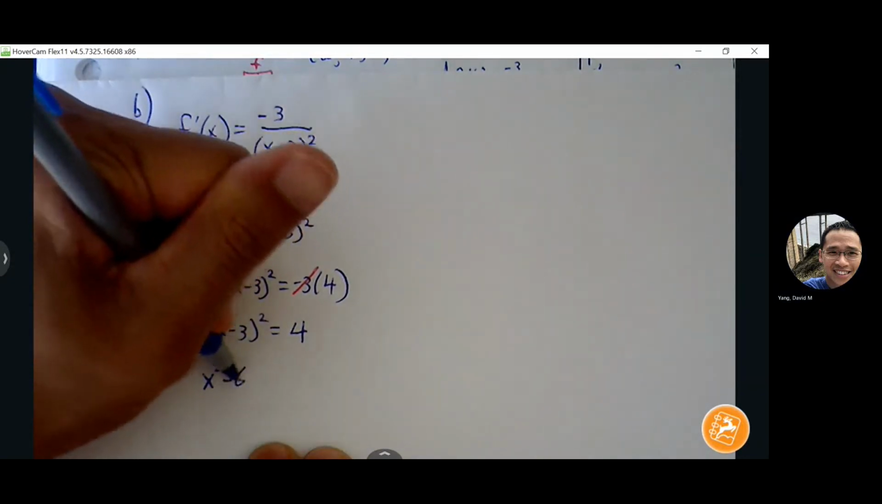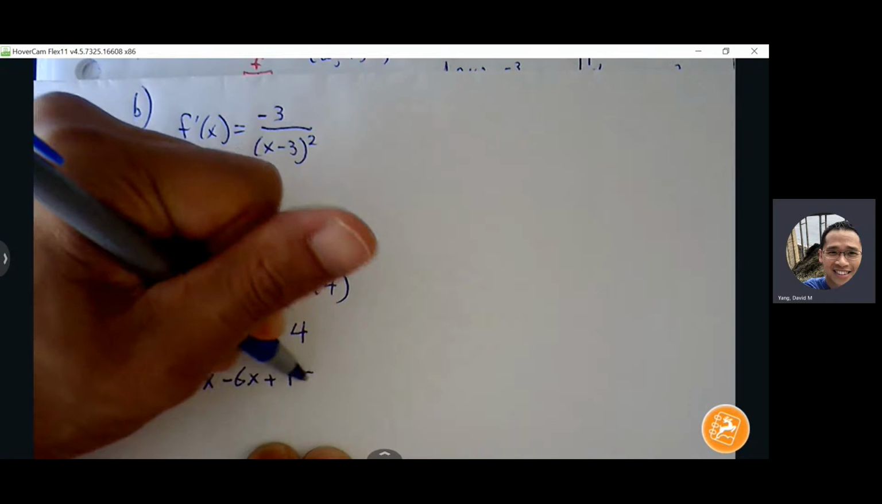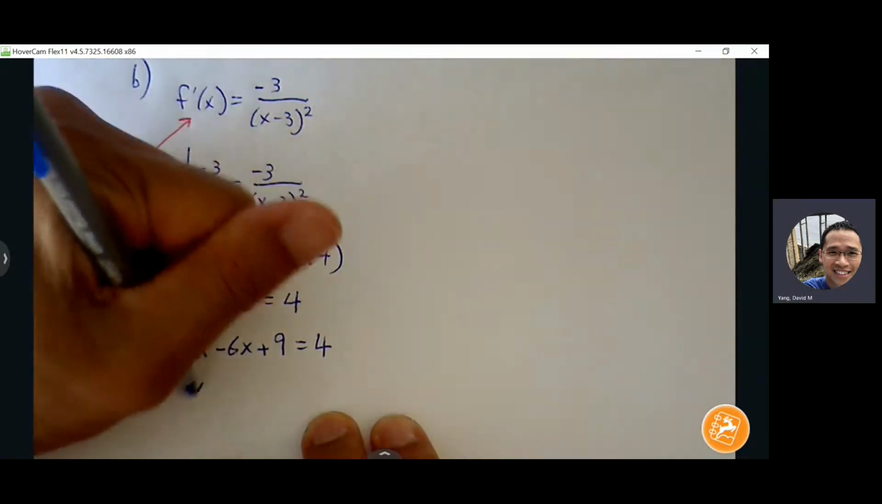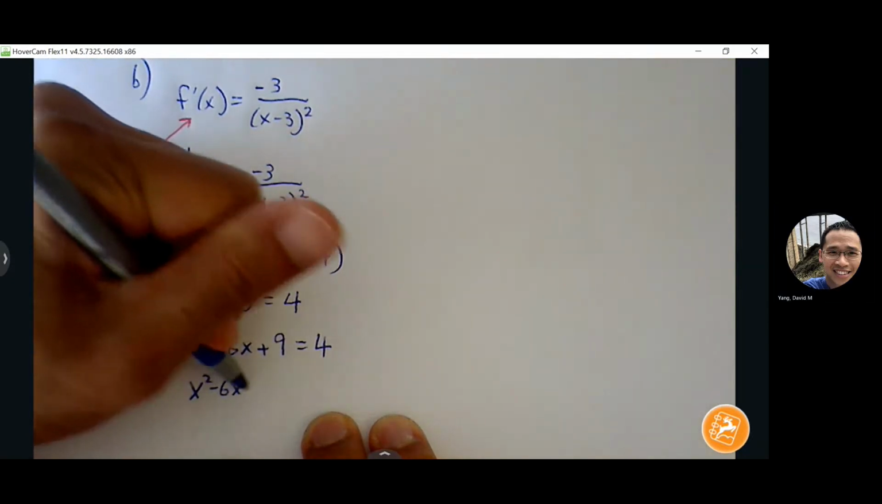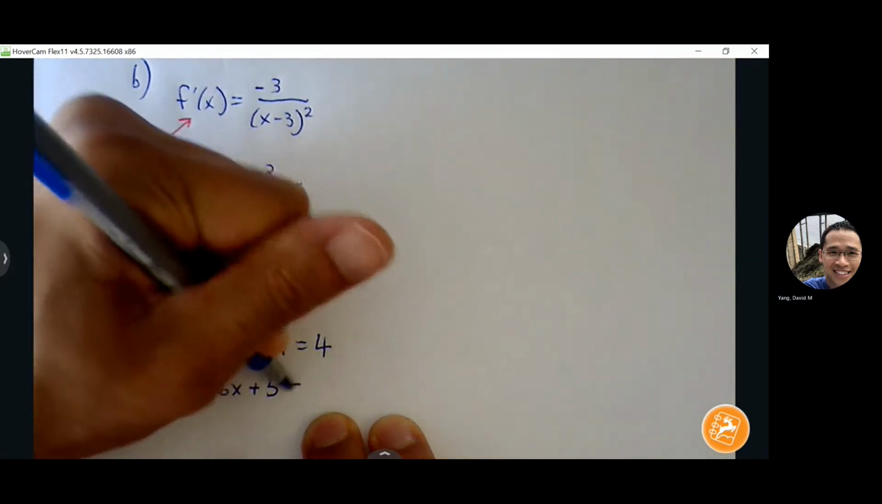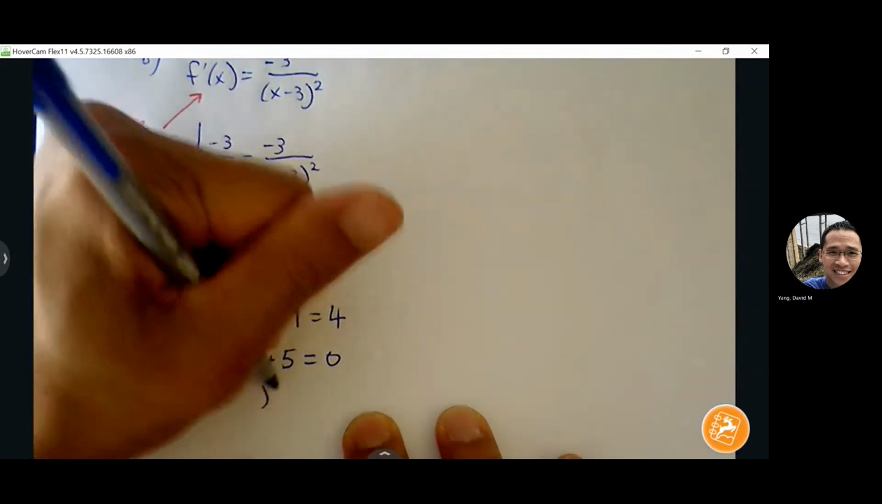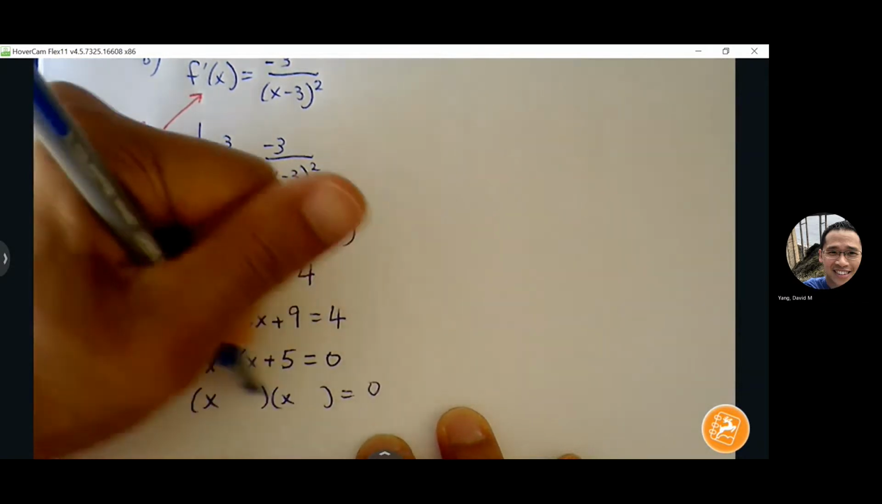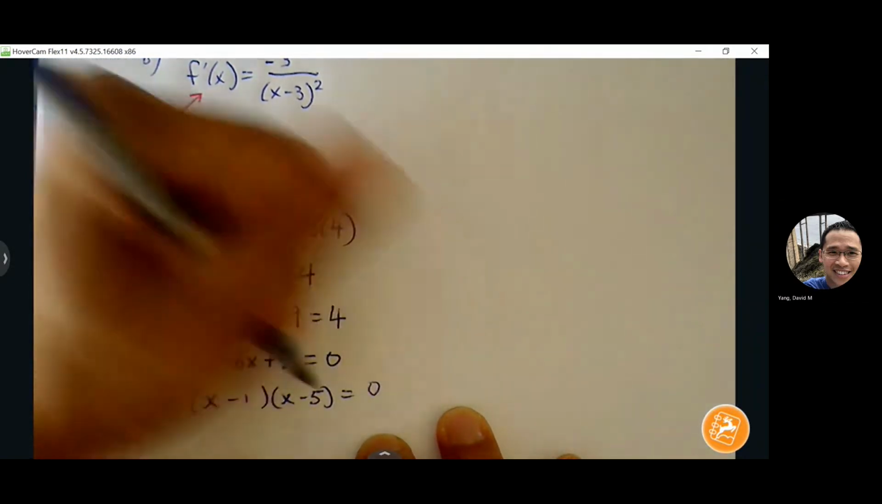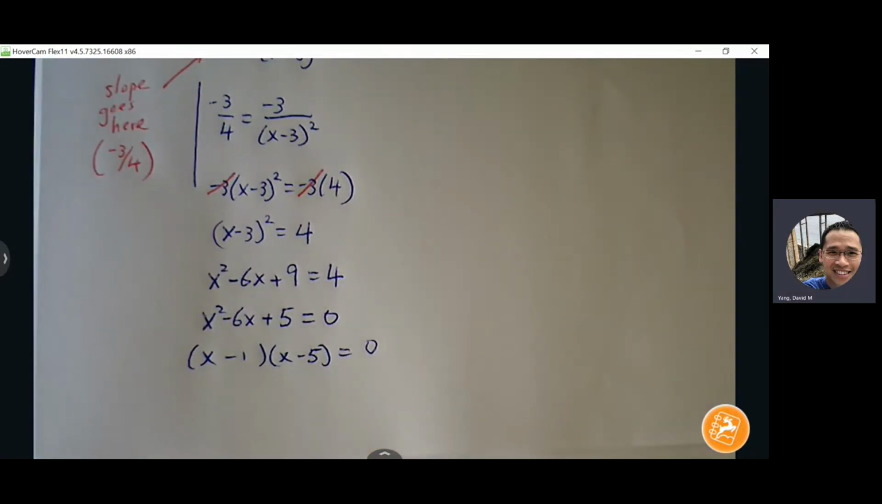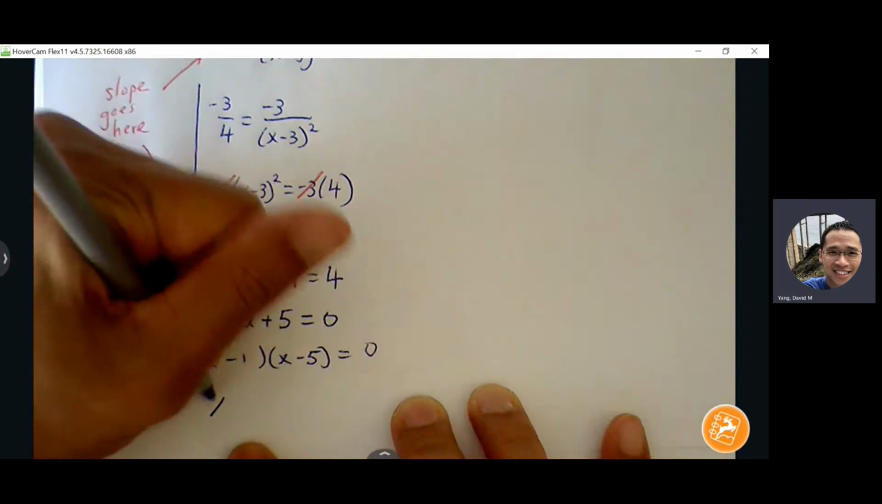if I just expand all this out and FOIL, but if you want to do square roots, that's fine. So we got to FOIL this out, bring everything over to one side, set equal to zero. Factor. Multiply to be 5, add to negative 6, we have negative 1 and negative 5. So for x, I have x equals 1 and 5.